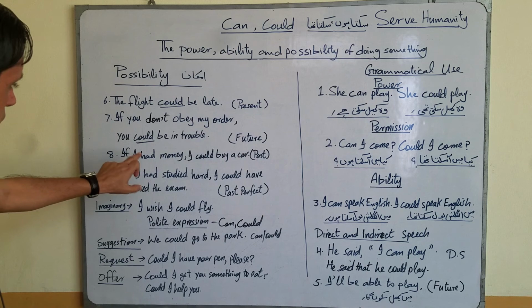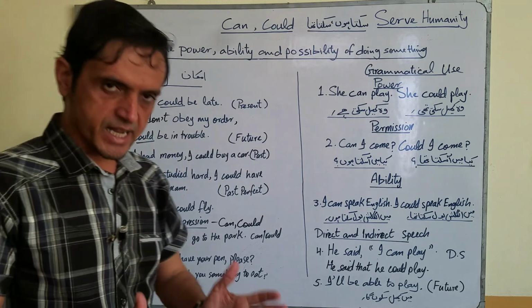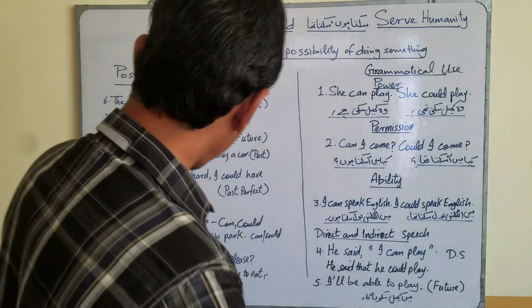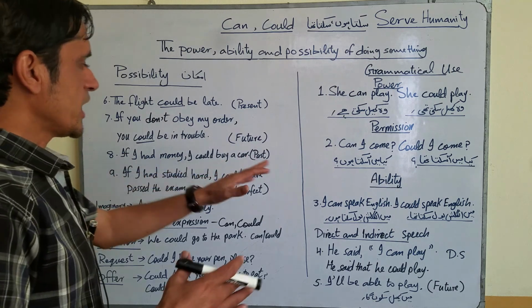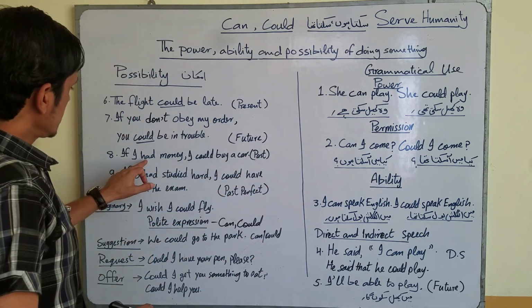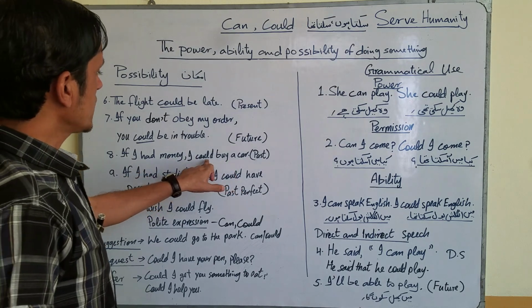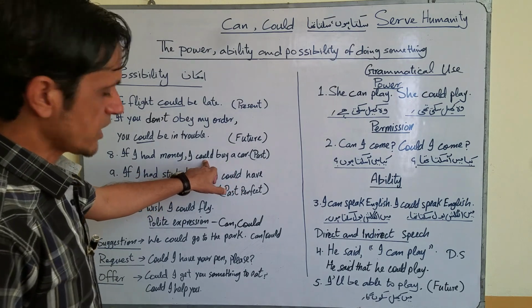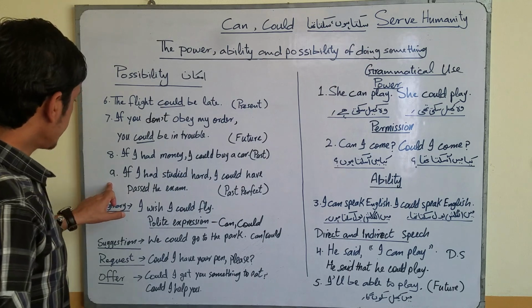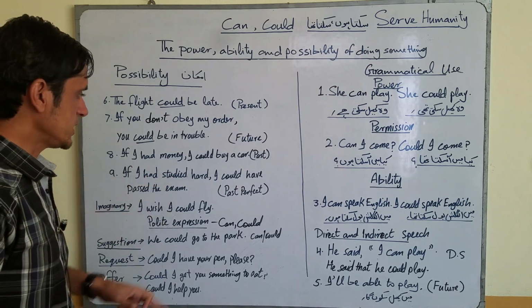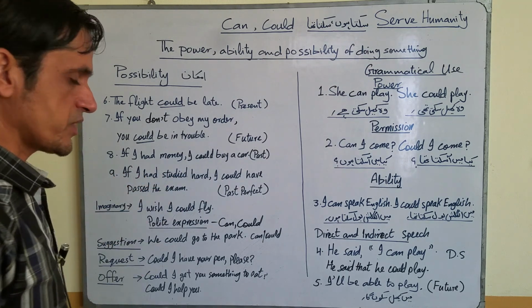And number 8, if I had money, I could buy a car. We can also use could for the past here. If I had money, I could buy a car. Now you see, if I had money, this is past tense, so we can use could here for the past. And number 9, if I had studied hard, I could have passed the exam.